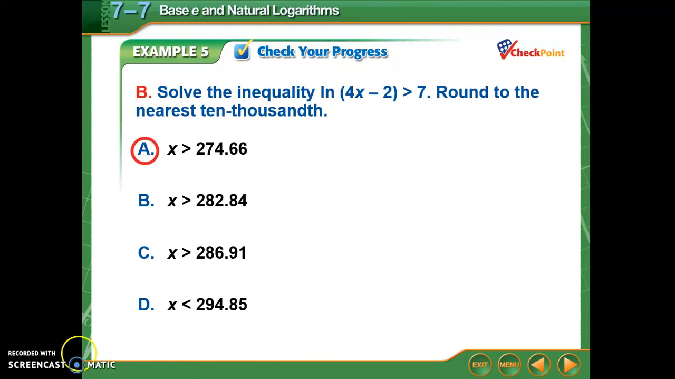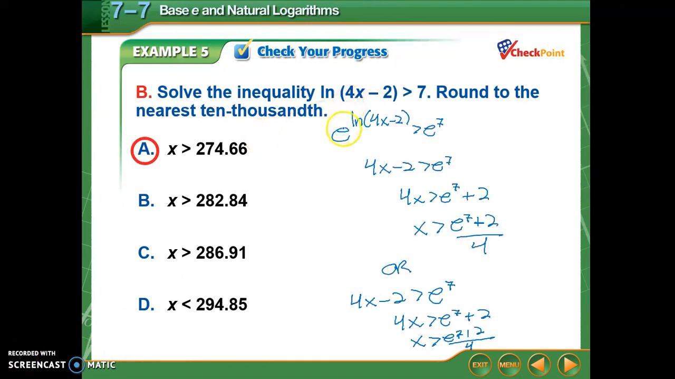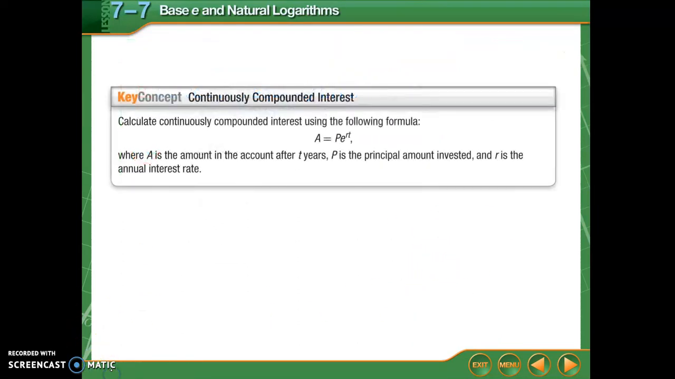All right, the answer here is A. And here's the work. Again, 2 ways. I can either start by taking e to both sides, or I can start by using the property of logarithms and rewriting this in exponential form, remembering that what's inside the logarithm has to stay on the left, and the exponential part, e to the 7th, has to go to the right.